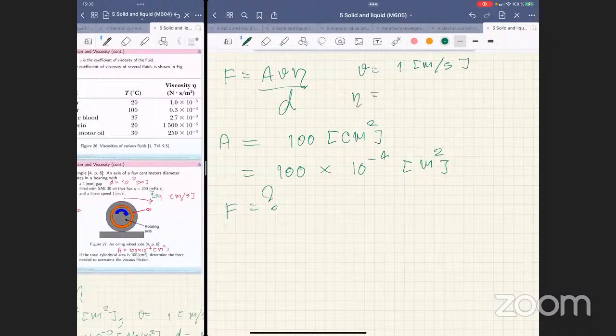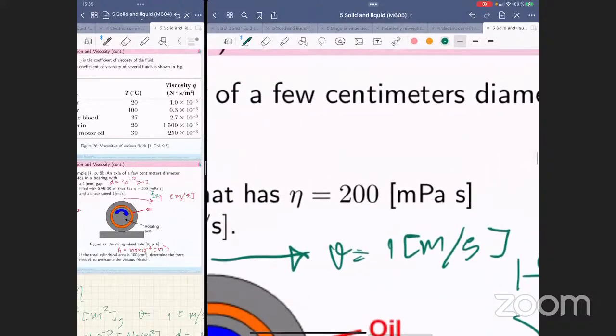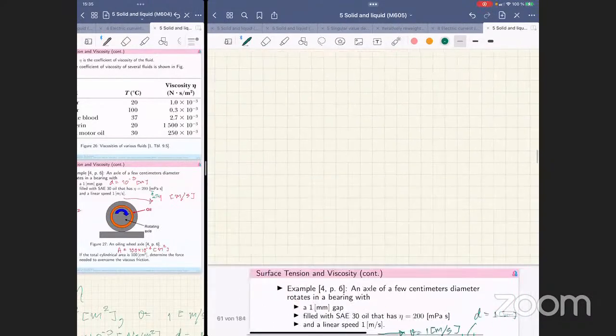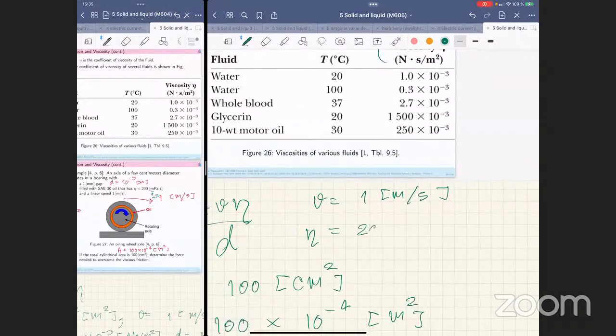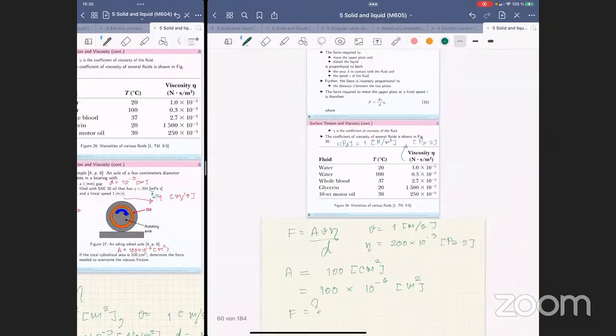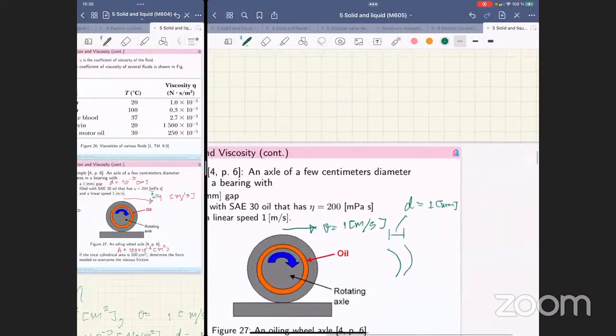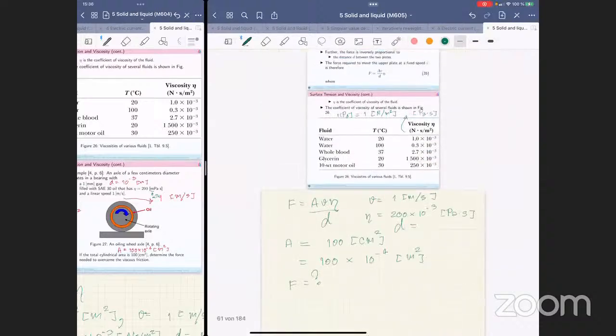Viscosity is here 200 millipascal second. So it's actually 200 times 10 to negative 3 Pascal times second, right? And what else? In F equals A V eta by D, D is the gap, right? The gap distance here is 1 millimeter, so it's 10 to the negative 3.